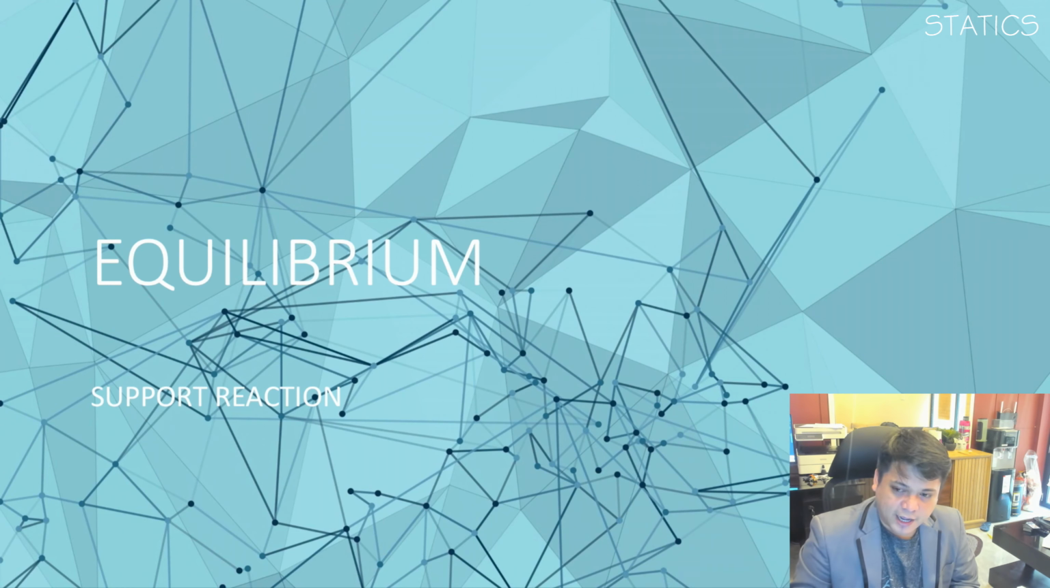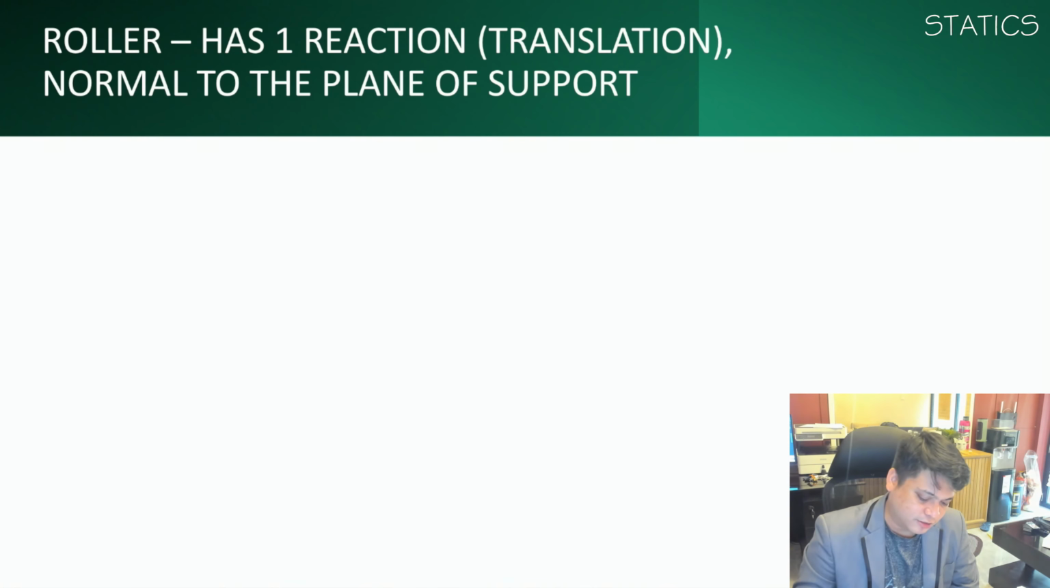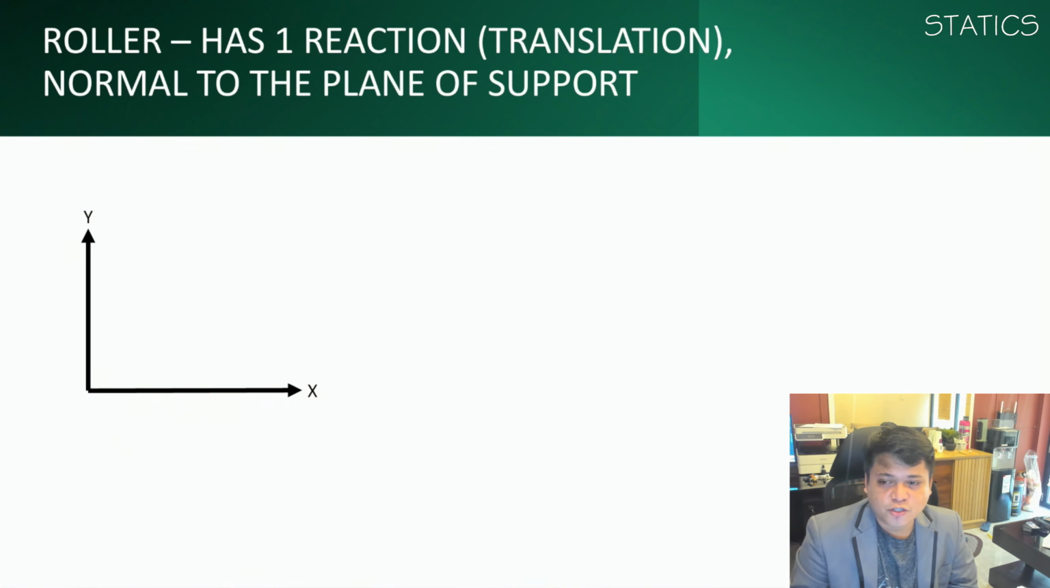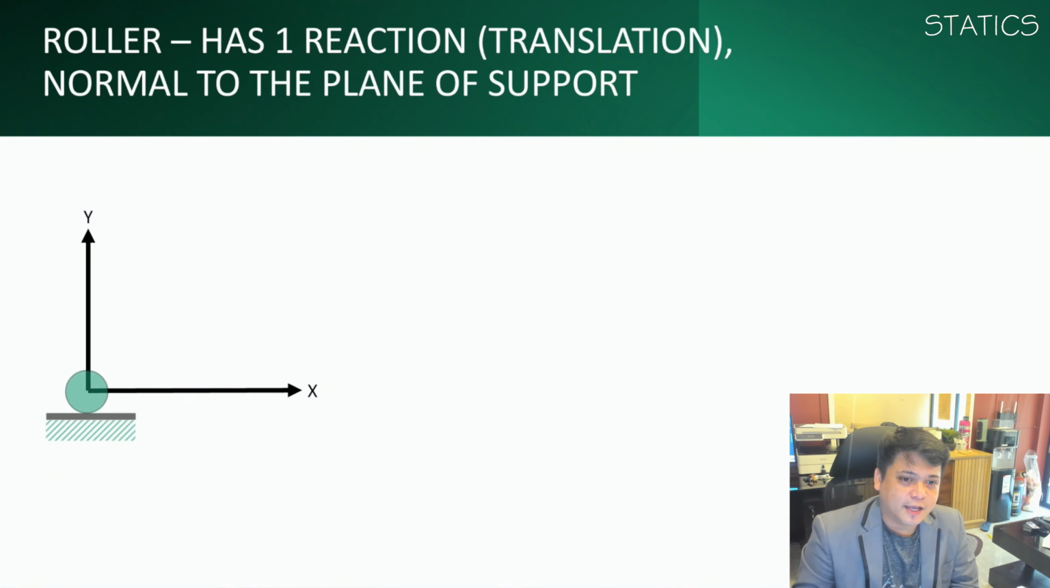So, let us find out the different kinds of support reactions. First, we have what you call the roller support. For a roller support, it has just one reaction. It is a translation and it is normal to the plane of support. When I say two-dimensional, we can have only the X and then the Y. And then we have this symbol, a roller.